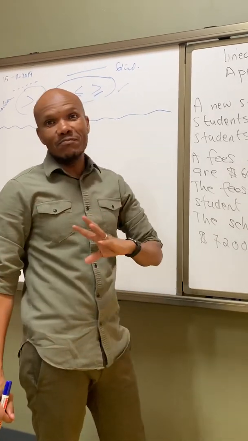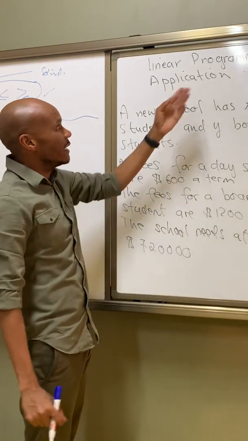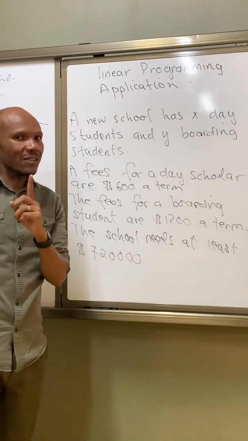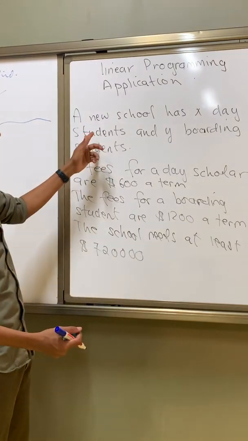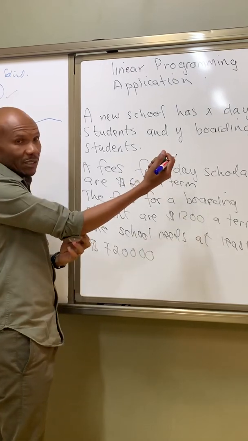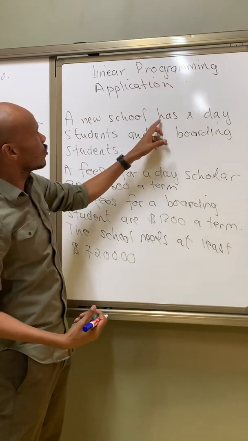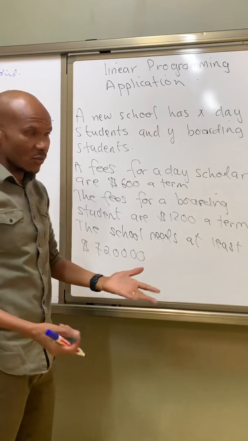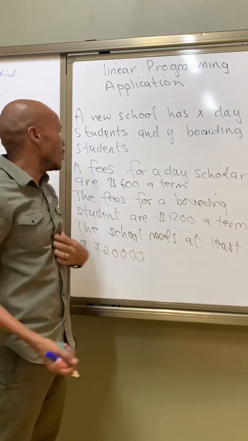All right. I'm going to be continuing with what we started in class, the linear programming application question. The first thing you need to identify are your variables, your x and y. In this case, we are actually given the variables. They are already assigned to what the question is requesting. Let's read on. A new school has x day students and y boarding students. So your day will be x, your boarding will be y.